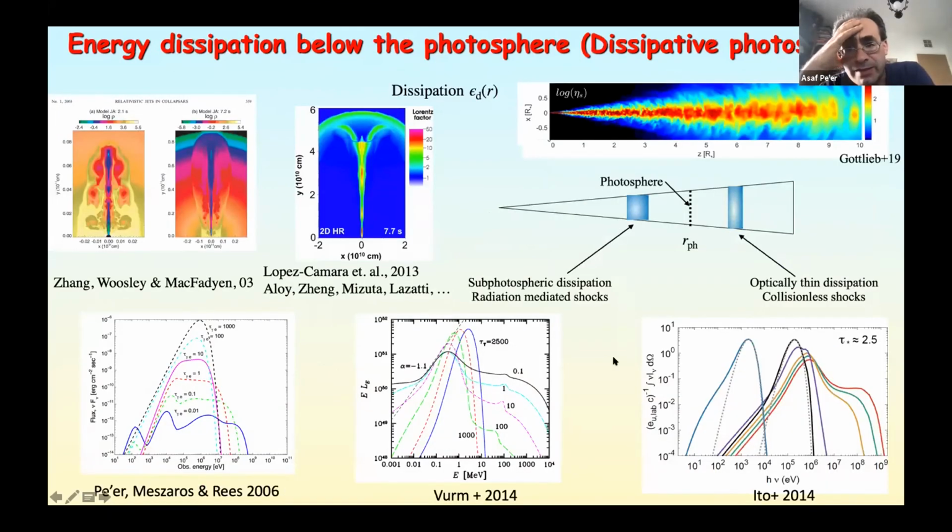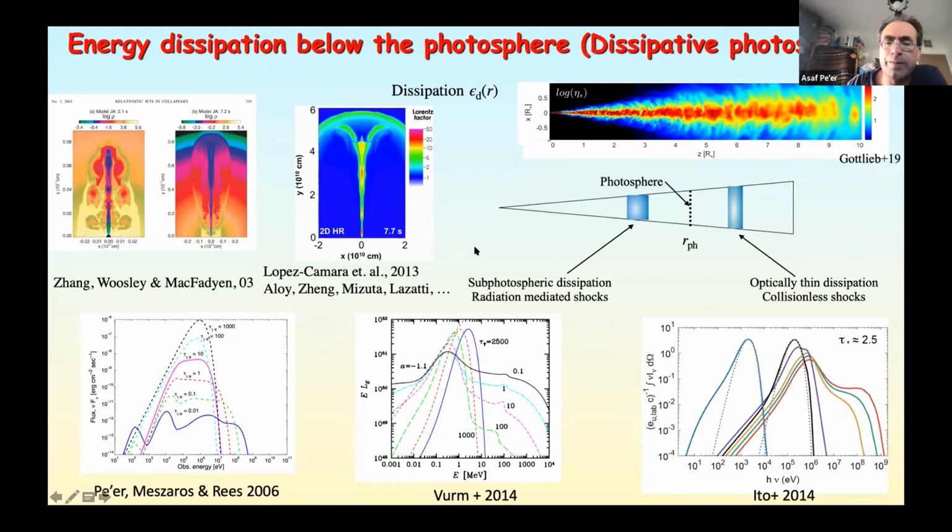Now, this was the simplest model, but we know life is not as simple as it may look. So the next complication is, of course, that we just assumed that there is no dissipation, or the photosphere is just a pure photosphere, right? The non-dissipative photosphere. But what if there is energy dissipation below the photosphere, right? Which means we do have a dissipative photosphere.